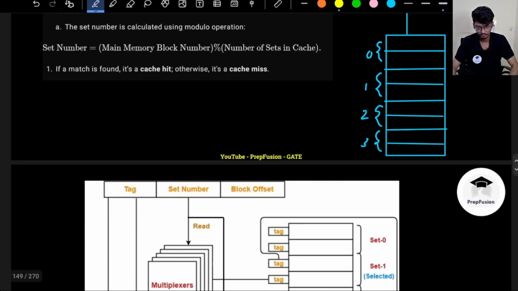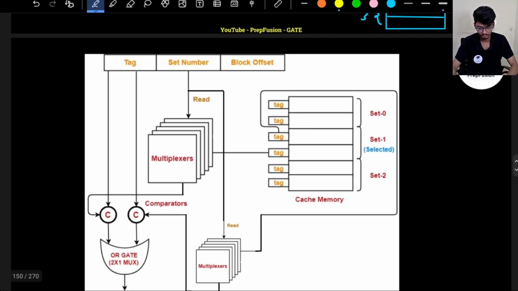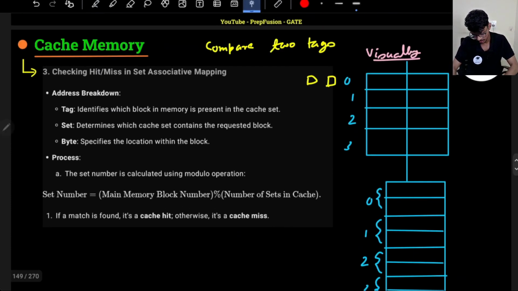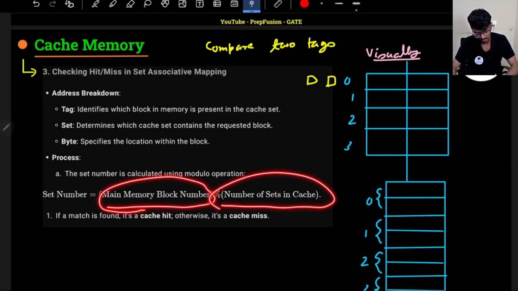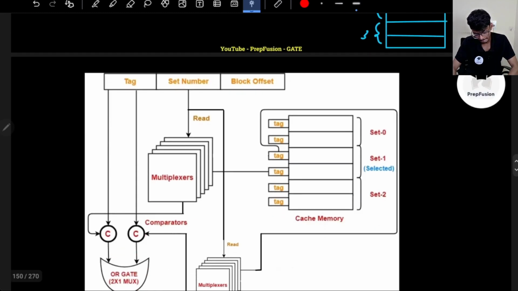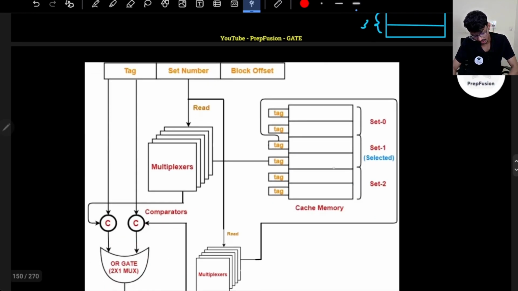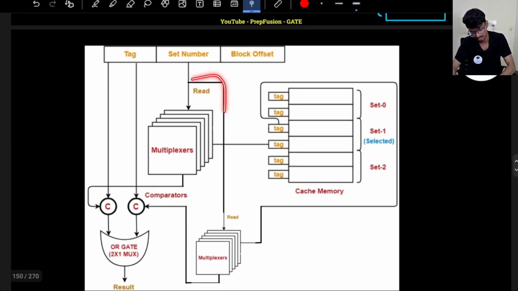So here, if you see, this is the whole diagram. Okay, let's read this a bit. So set number, I hope you remember how you calculate the set number. Basically it is equal to main memory block number mod the number of sets in the cache. So in this example, total number of blocks in the cache is 8, but I have only 0 1 2. Okay, 3 sets, not 8, sorry, this is 1 2 3 4 5 6. So I have 6 blocks in the cache memory. Okay, so this set number goes to this one and to this one as well, this multiplexer and this multiplexer as well.